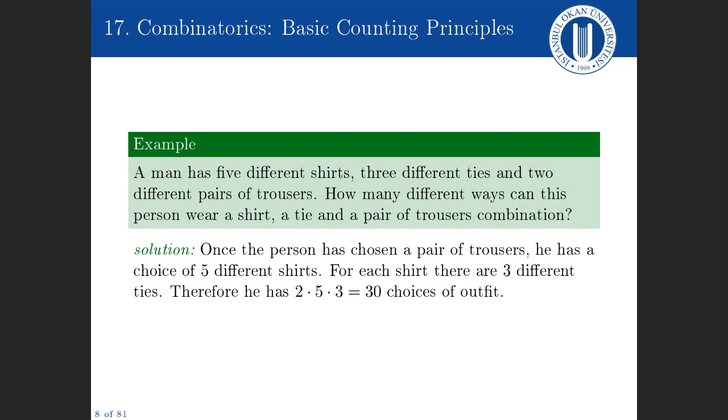We're going to multiply these numbers together. 2 different pairs of trousers, 5 different shirts and 3 different ties. Multiply these numbers together. There are 30 different outfits that this person could choose.